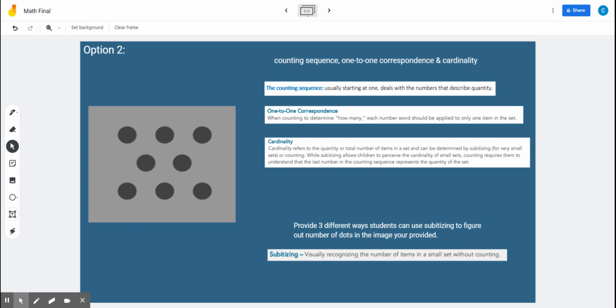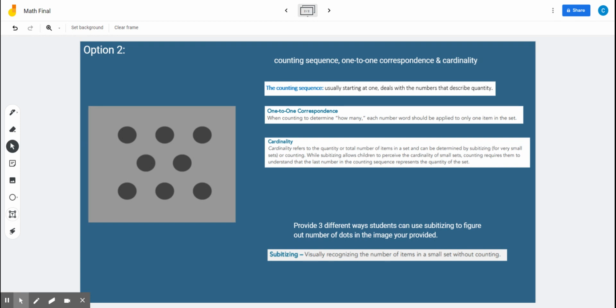So for step one, we wanted to choose the image and then pretend like our kindergartners are working through counting this image. We want to illustrate and explain how you want to see all three core counting principles. Those principles are counting sequence, one-to-one correspondence, and cardinality. So for here, the counting sequence is usually starting at 1, and it deals with numbers that describe quantities. So the sequence starts at 1, 1, 2, 3, 4, 5, and so on.